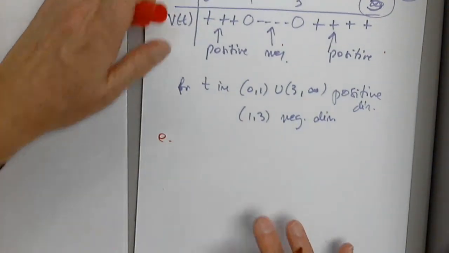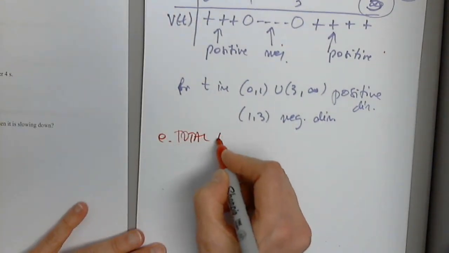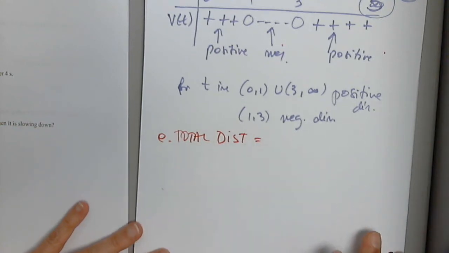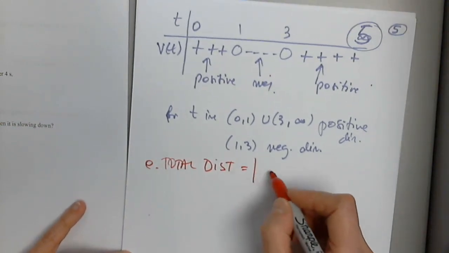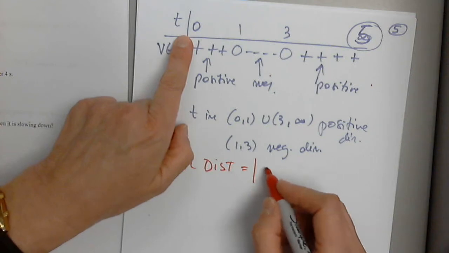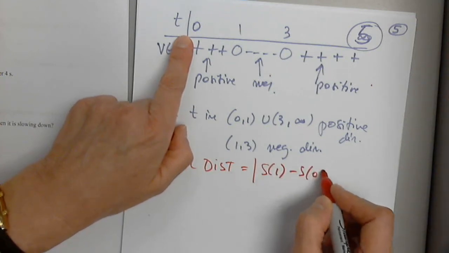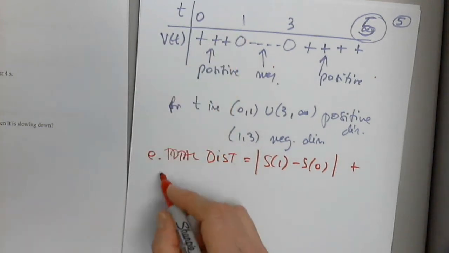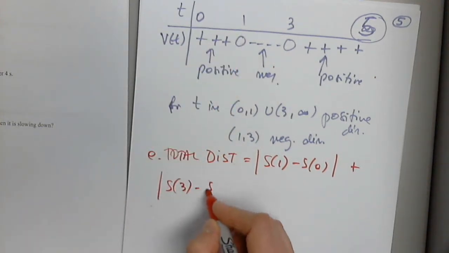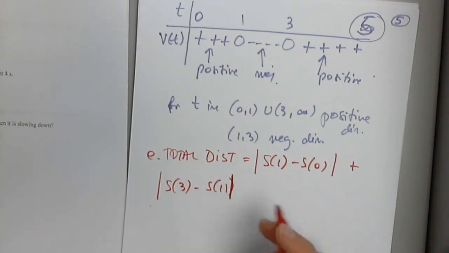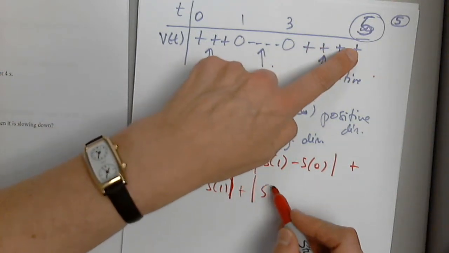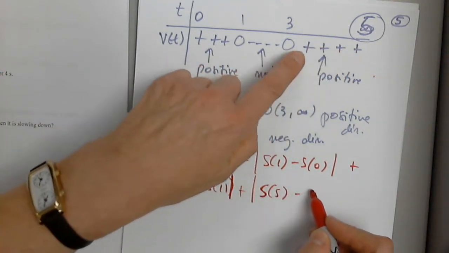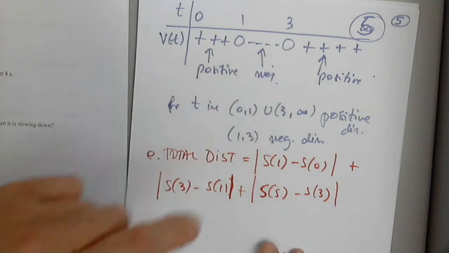They want the total distance. And this will be the absolute value of S1 minus S0, plus the absolute value of S3 minus S1, plus the absolute value of S5 minus S3.